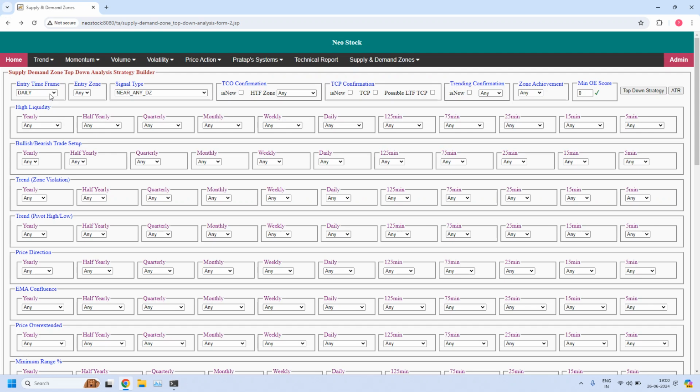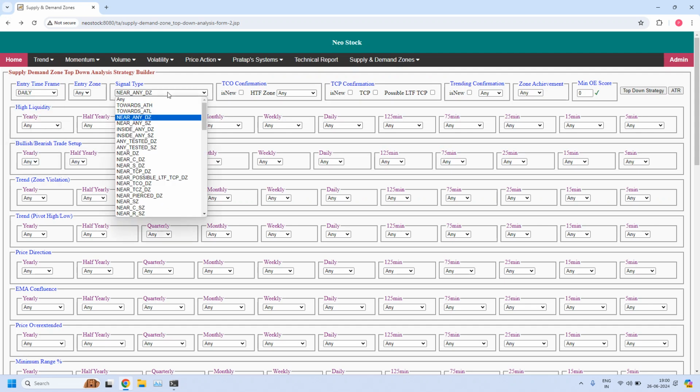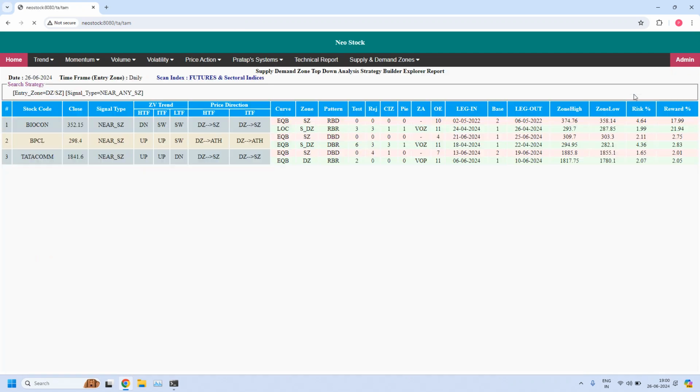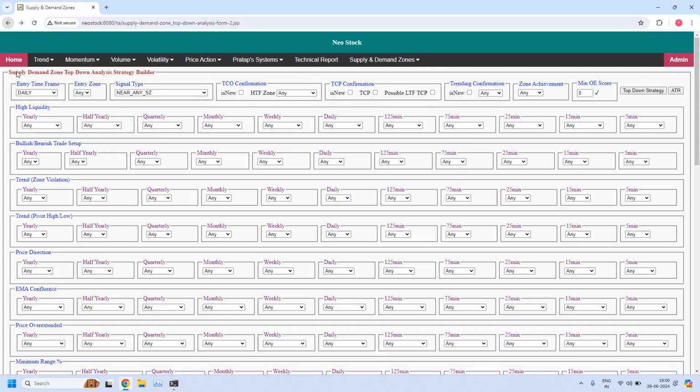Okay, I am going back. For daily time frame, let us find the stocks near daily supply zone. 3 stocks are filtered and there are no daily high liquidity supply zones. That means from daily time frame we don't have any high liquidity zones from this report. So I am going back, changing the time frame to 125 minutes.